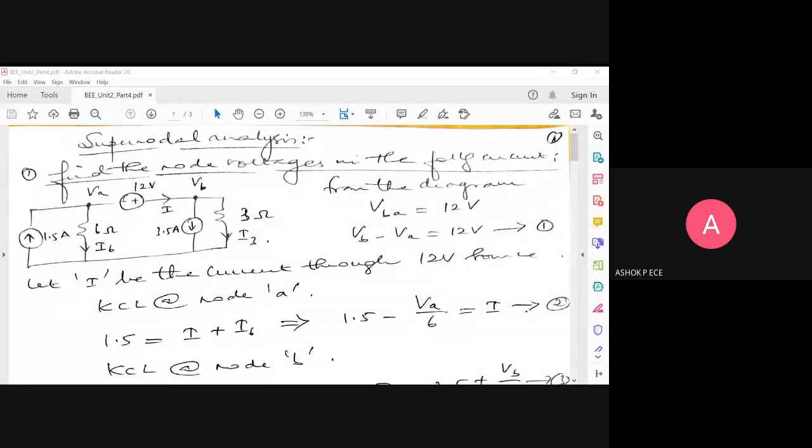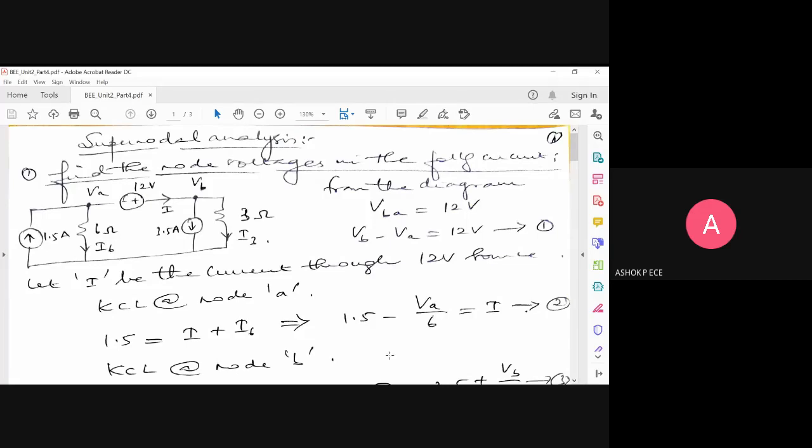And I told you there are two techniques for solving a super mesh problem. One is using conventional Kirchhoff's voltage law or using mesh analysis. We'll be considering the voltage across the current source as some constant V, and we'll try to eliminate that V and we'll get three equations. If you solve that, you'll get the answer for the currents in the given problem.